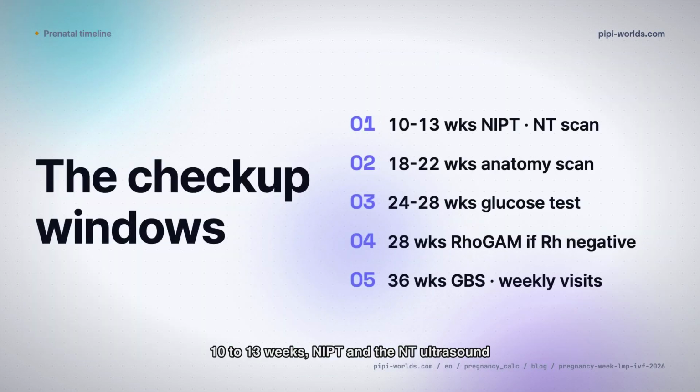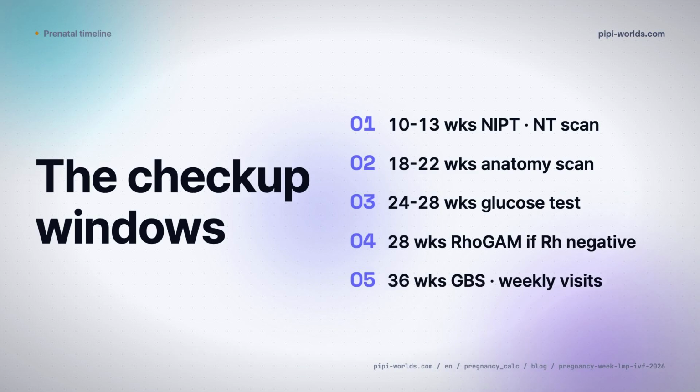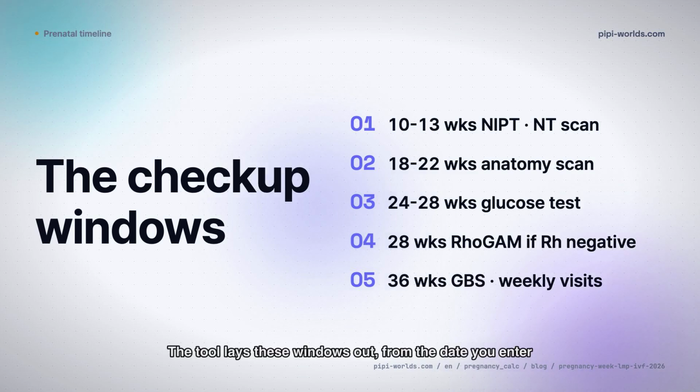Let's line up the whole schedule. 10 to 13 weeks, NIPT and the NT ultrasound. 18 to 22 weeks, the anatomy scan. 24 to 28 weeks, the glucose test. At 28 weeks, RhoGAM if you are Rh negative. 36 weeks, the GBS culture, then weekly visits until delivery. The tool lays these windows out, from the date you enter.